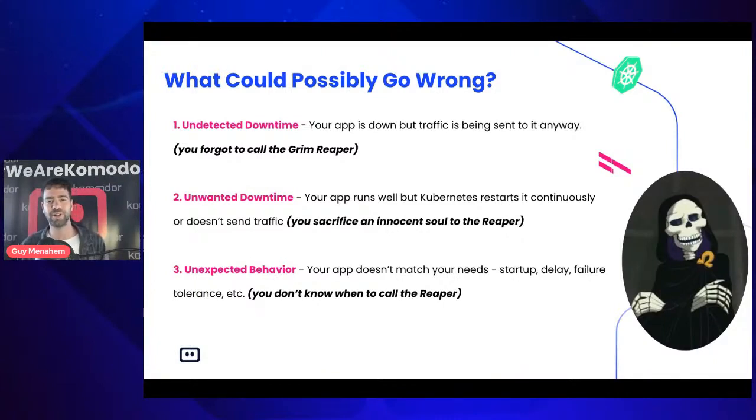And if you don't know when to call the Reaper, it means that you don't know when to sacrifice and when to interact, and when you should make the Reaper keep your pod's soul safe. So in that case, you definitely want to know what the behavior is, how to expect it, and how to act with it. So all three things are undetected downtime, unwanted downtime, and unexpected behavior.